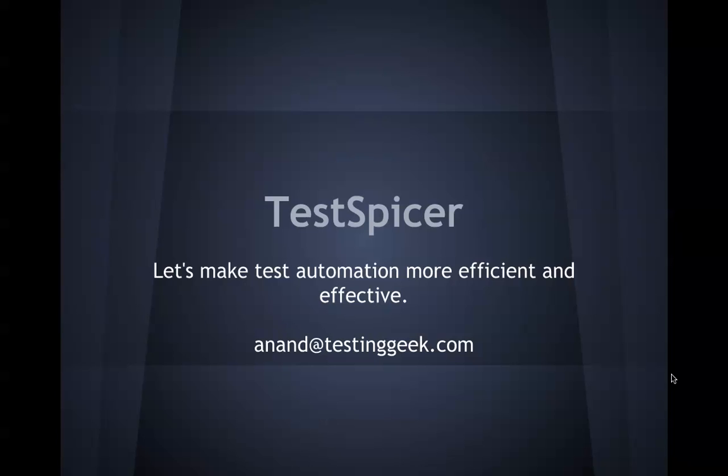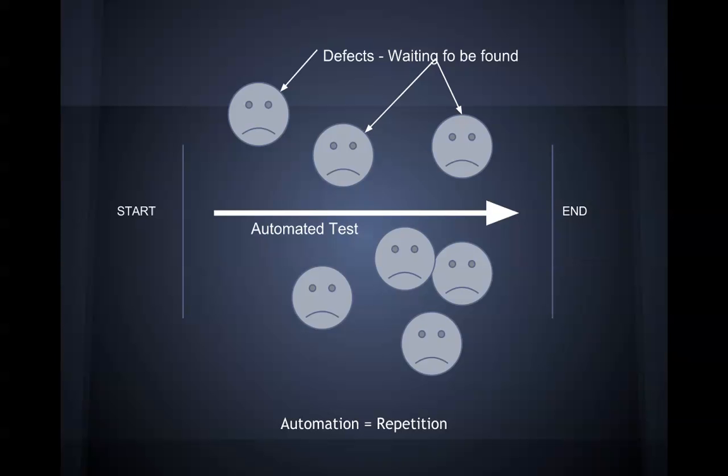Hello everyone. Test automation has become an integral part of most software development projects. But are we doing automation in the most efficient and effective way? Is there anything we can do to make test automation more efficient and effective? Let's explore. Software testing, in my opinion, is a sampling exercise.